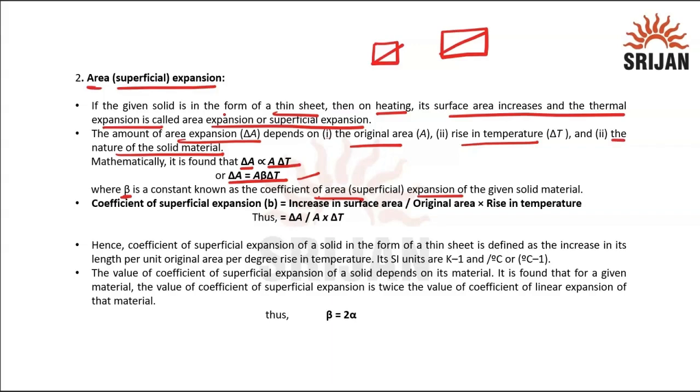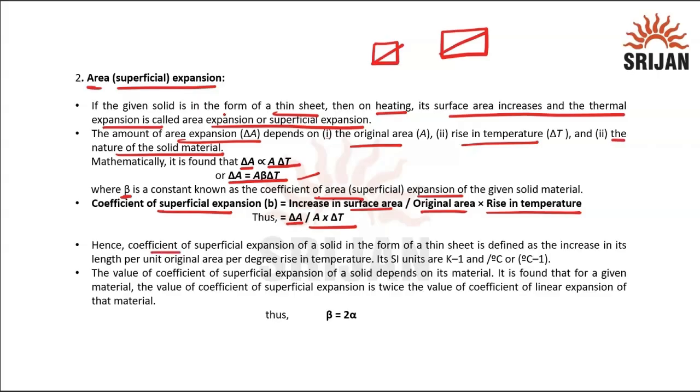So your formula is: the coefficient of superficial expansion is the increase in surface area divided by the original area times the rise in temperature. Earlier it was the increase in length. Few things are different; the arrangement of the formula is always the same, it's just the unit you are taking. This will be delta A divided by A times delta T.